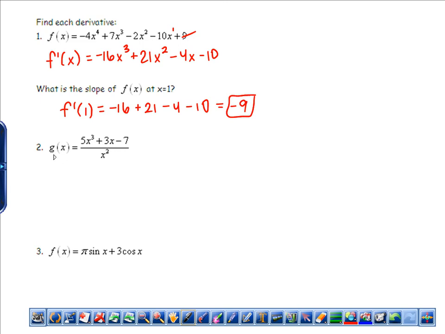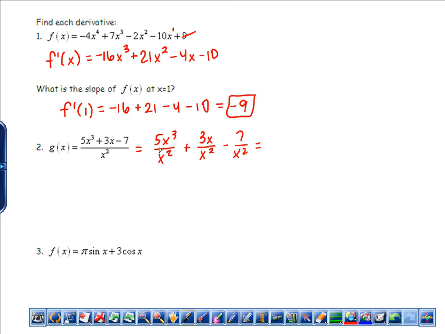Okay, now we get into g of x. Now this is not a polynomial right now. I can make it into a polynomial, and in fact, you have to do this in order to use the power rule. Okay, so what I'm going to do first is split everything up. Now you can do this with the denominator. When your denominator is just one term, you can split it up this way. If the denominator had been anything other than one term, I would not have been able to do this.